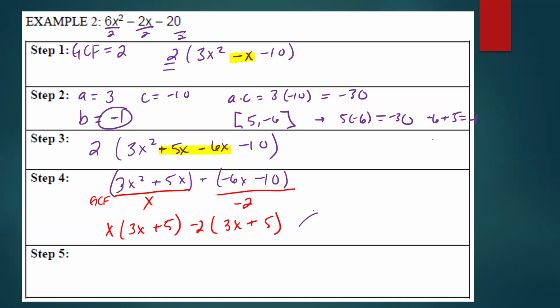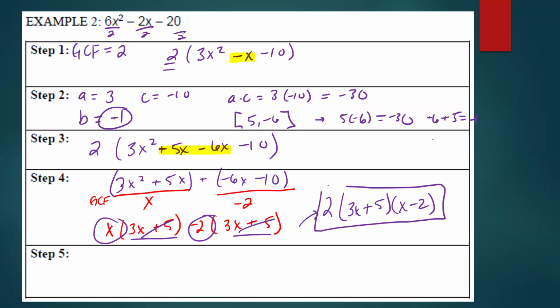So your final answer is, if you had a GCF, what was our GCF? 2. What is your common binomial? 3x plus 5. When we factor that out, what are we left with? We're left with x minus 2. So your final answer is 2 times 3x plus 5 times x minus 2. Do not forget GCF.